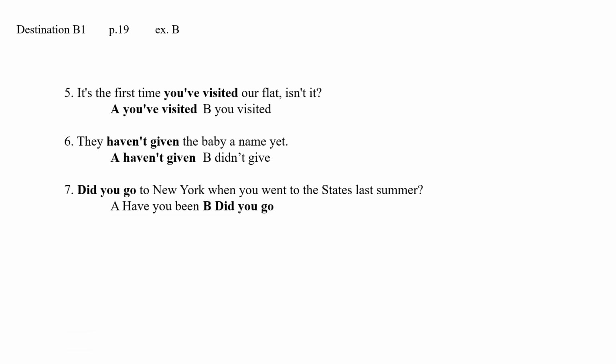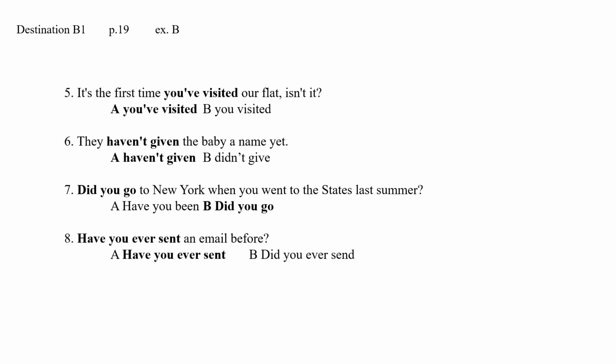Sentence number 7. Did you go to New York when you went to the States last summer? In this sentence, we're using the past simple tense because we're referring to an action that happened in the past. And we know exactly when. It was last summer. Last summer is a finished period. There's absolutely no connection to the present.